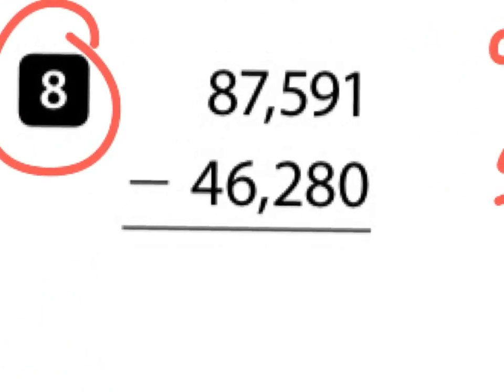Number 8. We start on our units place. 1 minus 0 is 1. Tens place, 9 minus 8 is 1. Hundreds place, 5 minus 2 is 3. My thousands place, we would get a 1. My 10,000s place, we would get a 4. My difference is 41,311. So you'll notice that every one of my top numbers is larger than every one of my bottom numbers, so we did not have to take any from the neighbor next door.